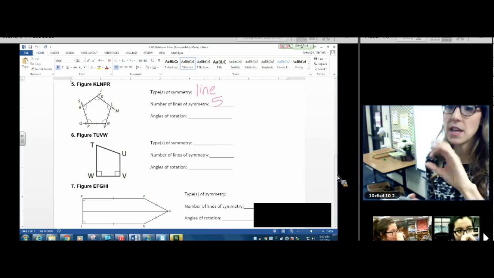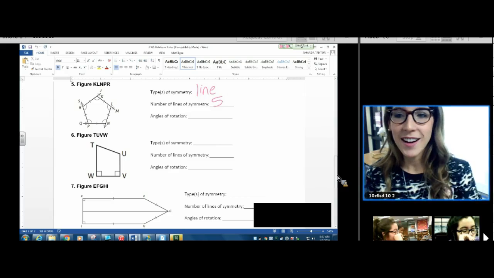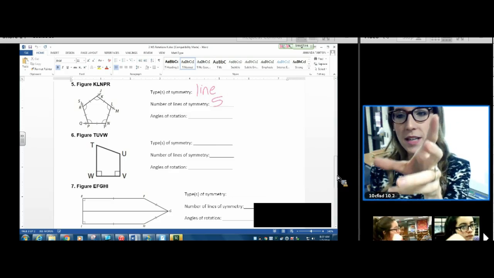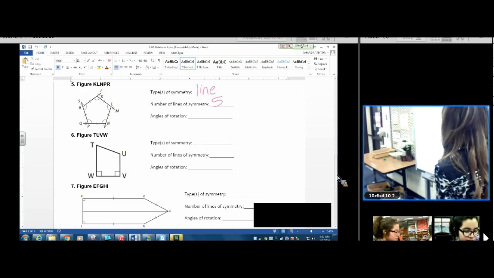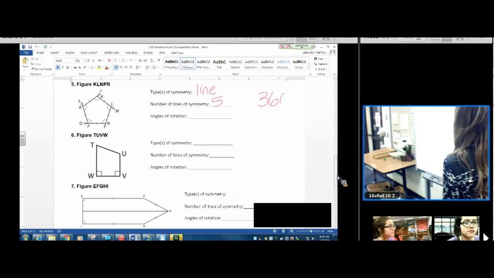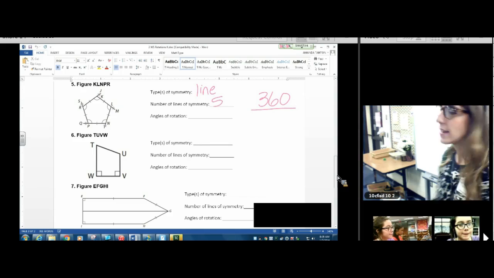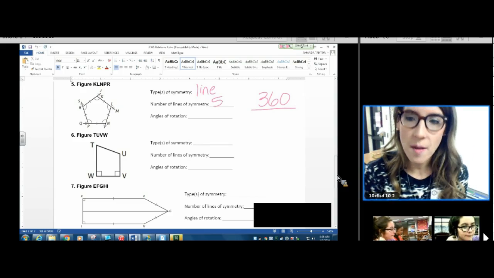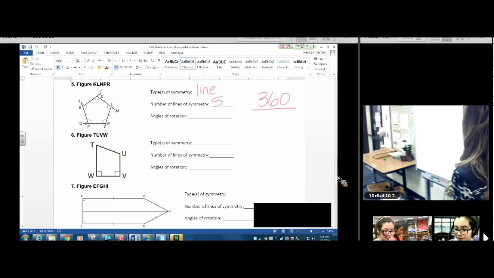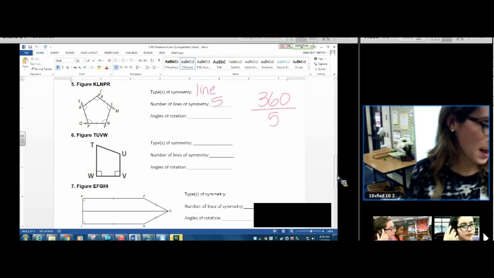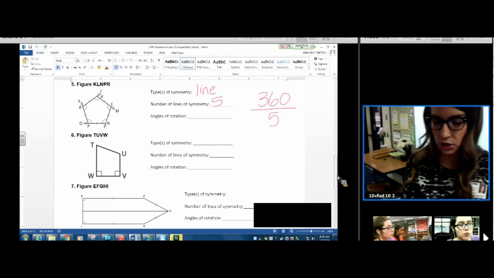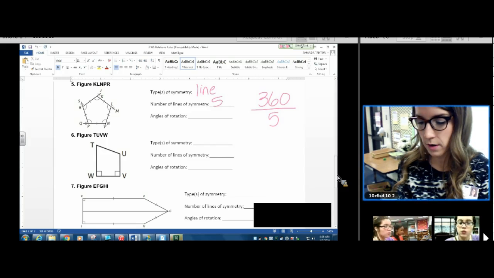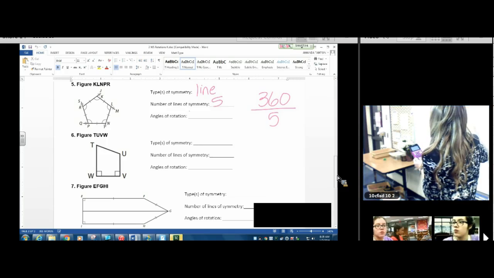Okay, now rotational symmetry. Since it's regular, if I take that thing and I rotate it, it's going to land where it started. I don't know if I'm describing that very well. And how do I know how many degrees it rotates each time? I take 360 and I divide it by the number of vertices, 5. And so that's how I know how many degrees you rotate each time. So 360 divided by 5 is 72.